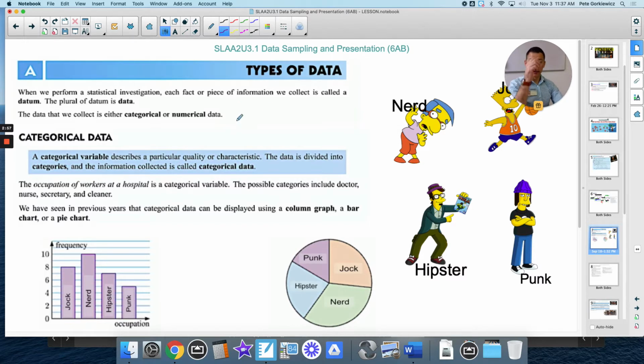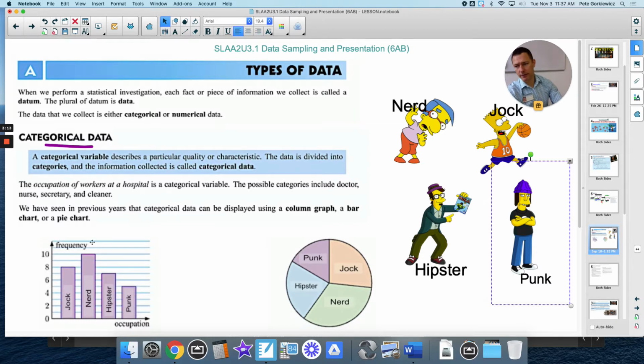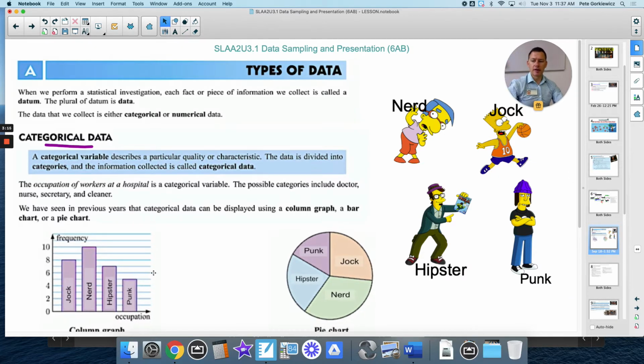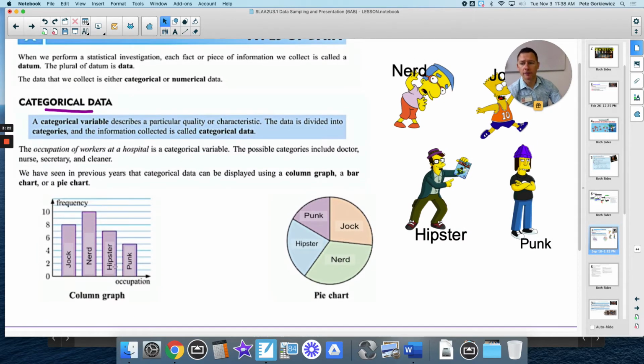So let's look at each one of those a little bit. Categorical data is in categories, right? So you could take everybody in the school and maybe you can see the frequency that in class you have nerds or jocks or hipsters or punks, and you could make some tables. This is a histogram or a column graph, or you could turn it into a pie chart, right? And so this is the display of categorical data.